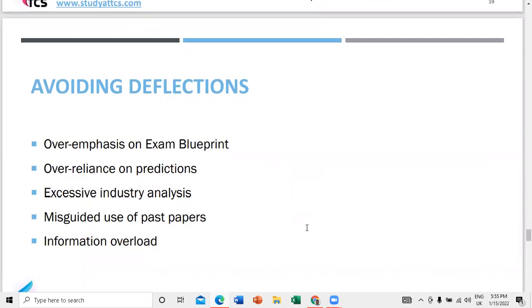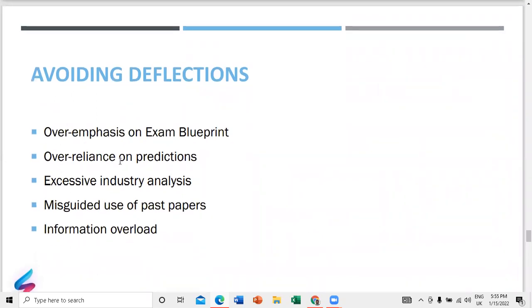All right, then you need to avoid deflections as well. Most students try to overemphasize the exam blueprint. You need to avoid that. Most students over-rely on predictions, and at the real exam they figure out that nothing was tested in relation to the predictions. And students do too much industry analysis, so avoid that. Just go through the nitty-gritties which I've highlighted as part of the pre-seen, and I've done a separate industry analysis document as well. Go through that if possible.